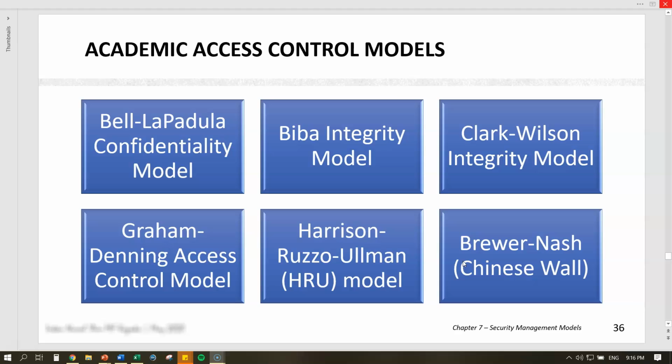So basically, academic access control model, there are 6 types of academic access control model, which is the Bell-LaPadula confidential model, BIBA integrity model, Clark-Wilson integrity model, Graham-Denning access control model, Harrison-Ruzzo-Ullman model, and also Brewer-Nash Chinese wall.